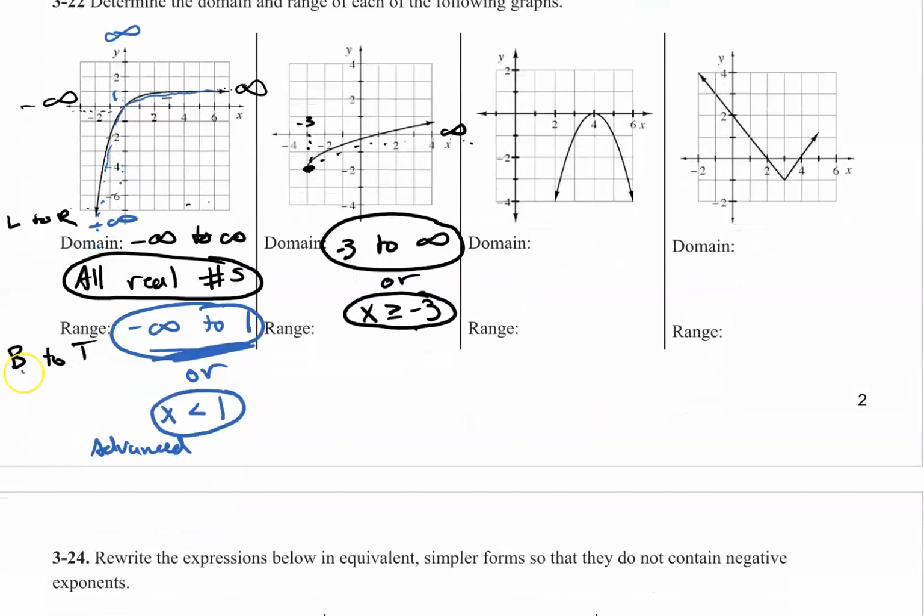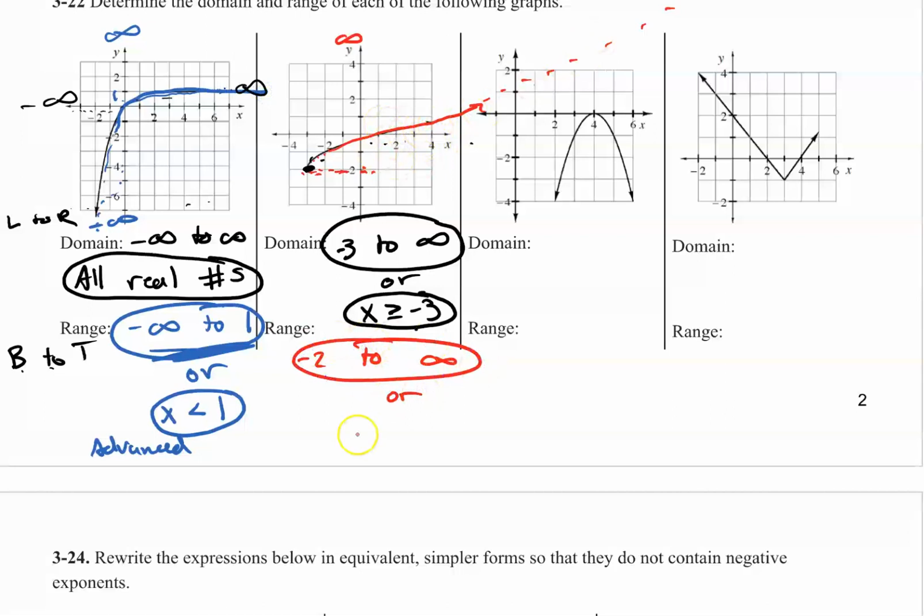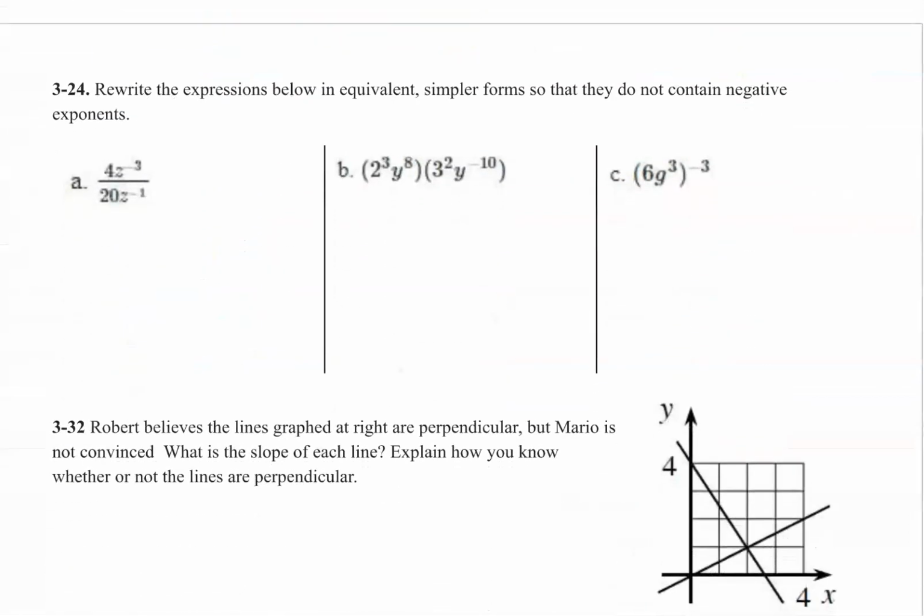For the range, range is bottom to top. So if you start on the bottom, how low does it go? Well, it doesn't go any lower than -2. This one, notice how it slants up and it keeps going up, and you can imagine it'll keep going up and up forever. Unlike the last one, where it slanted up and then it leveled off. So this one is actually going to go up to infinity. And then again, advanced notation. You can try the other two.